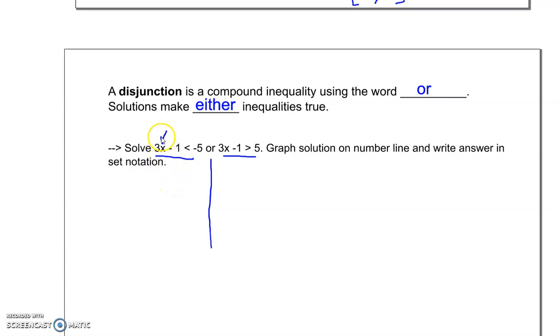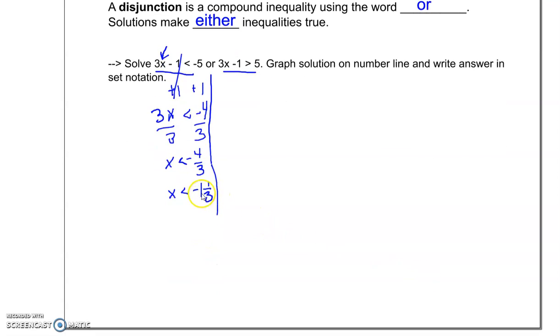So my x is right here. I want to isolate that, so I need to add 1 to both sides. And I get 3x. These ones cancel out. -5 plus 1 is -4. And then divide by 3. Okay, I paused it there for a second while I wrote all that out. So I divided by the 3, and that gave me x is less than -4/3. Since we're going to be putting these on a number line, I just rewrote that as a mixed number, -1 1/3.